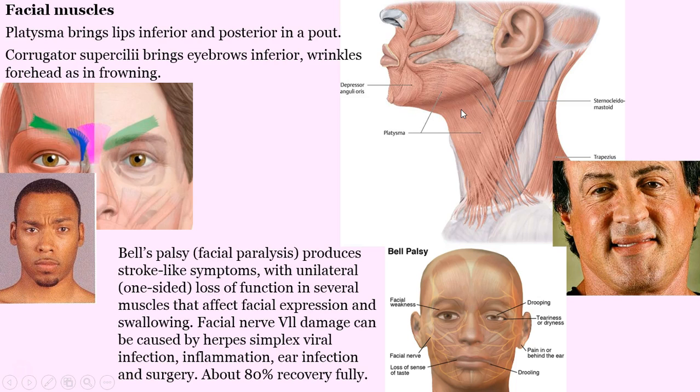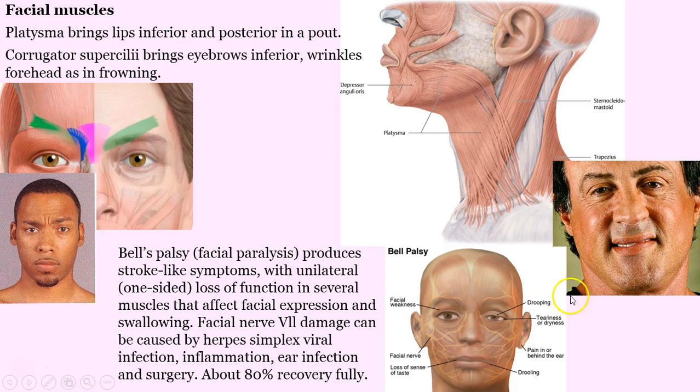The corrugator supercilii, right here. Now, you don't often see this one well because it is covered by the orbicularis oculi. But there it is in the deep view. It causes those wrinkles when we are unhappy.